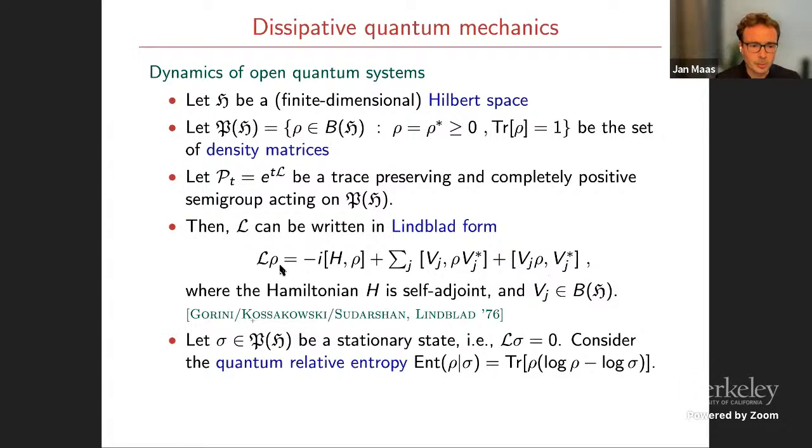Okay, so there's also a good concept of entropy. Suppose that you have a stationary state for such an evolution equation, so it means that L of sigma equals 0. Then you can consider the quantum relative entropy, the entropy of rho with respect to sigma. It's given by the trace of rho log rho minus rho log sigma. This is to be understood in the sense of spectral theory. So rho log rho is a matrix, and you take the trace of this matrix.